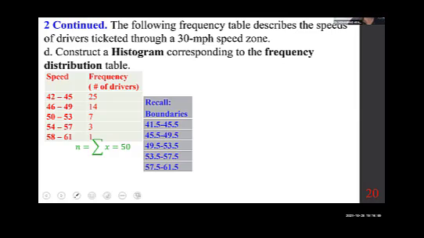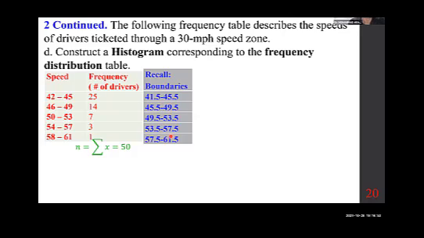So the boundaries, you remember we came up with that from the previous page. So you would use the boundaries or the limits or even the midpoints for your horizontal axis. For your vertical axis, you have a choice, either frequency or percent frequency. Which one are we going to use? We're going to read the question very carefully. It's asking for the frequency, so the height or the vertical axis should be the frequency because the question says so.